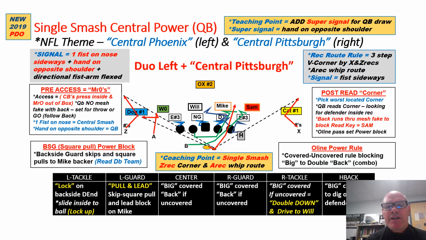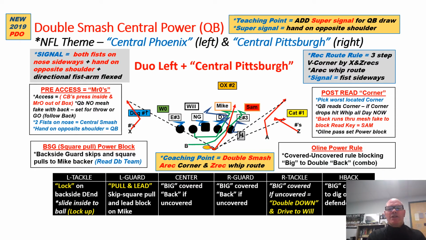What's nice about this, if there's not a wide open receiver, he turns this into a run because we have the extra blocker with the back now leading through the hole on the Sam, which is the read key or the conflict defender. Again, single smash, hand signal only, super, hand signal only, and then we go right into our normal central Pittsburgh verbal cue.